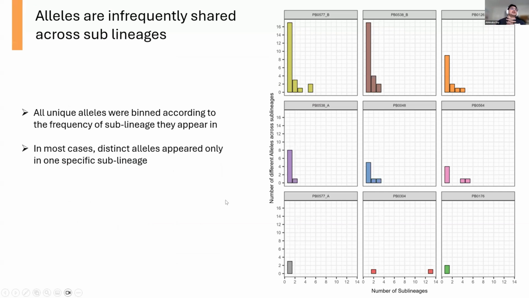Then we looked at how many sublineages in Klebsiella pneumoniae each of the bacteriocin alleles occurs in. We binned them by the number of sublineages, and the y-axis shows how many different unique alleles you will find. For most of the groups, you see that you'll find the highest number of alleles in only one sublineage, and that is indicative of the fact that these alleles are very infrequently shared across the sublineages.